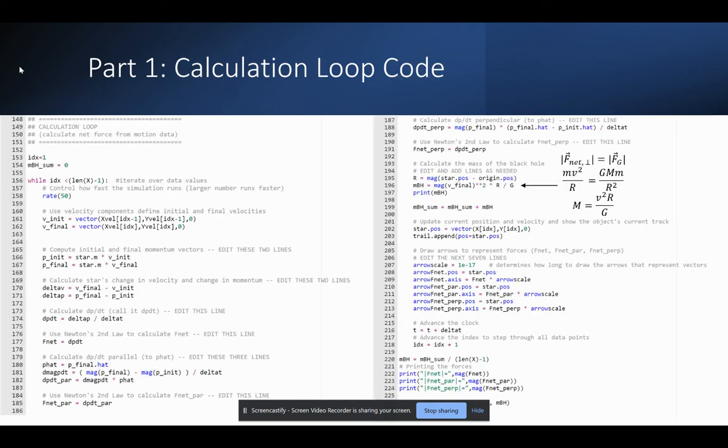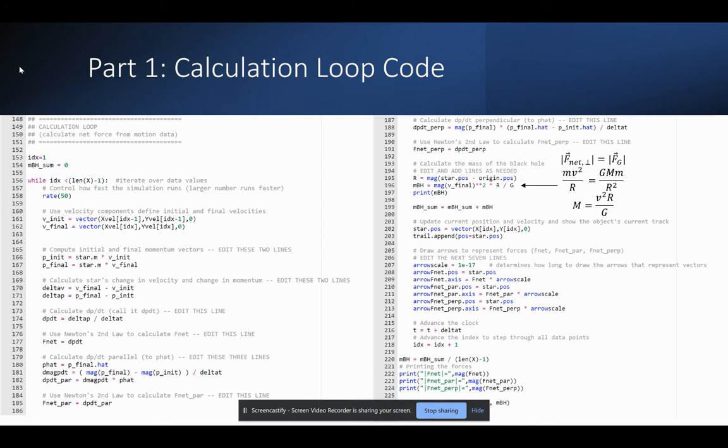Here's the calculation loop I used for part 1. Within each iteration, I found V initial and V final, and then multiplied both by star.m to yield P final and P initial. I also found delta V, delta P, and dp dt, which is equivalent to F net by the momentum principle. I then applied the equations for the parallel and perpendicular net force components to find F net par and F net perp.